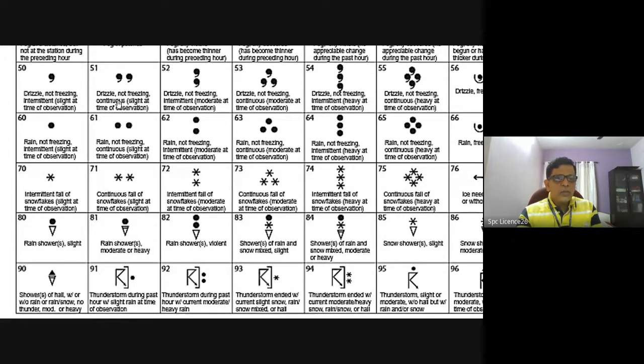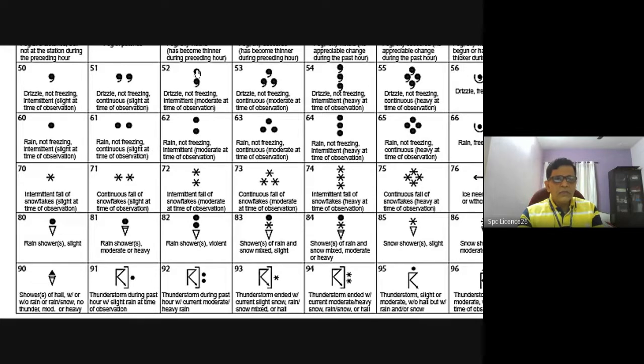Now double comma is drizzle, continuous. The single one is stopping, intermittent, and coming and stopping. Two commas is obviously going to be a drizzle, but it is going to be continuous. Two dots is going to be rain, continuous. Two flakes is going to be continuous fall of snowflakes as such.